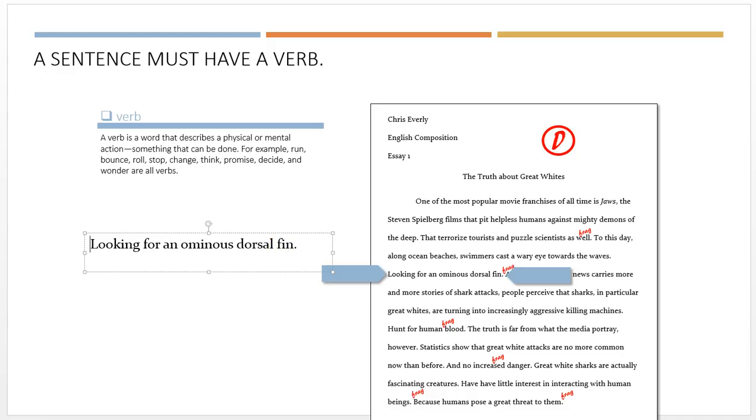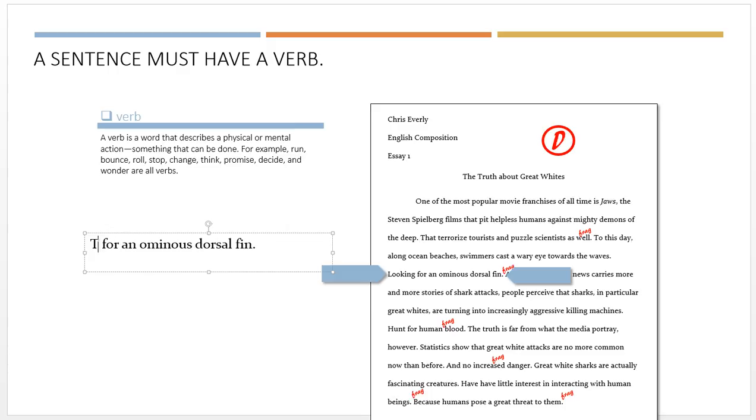There are actually a couple ways to fix this fragment. One is to add an actual verb and a subject for it. So I might say something like they look for an ominous dorsal fin.